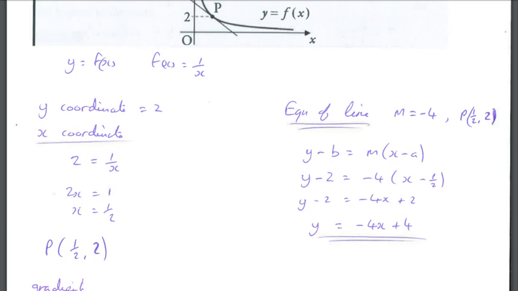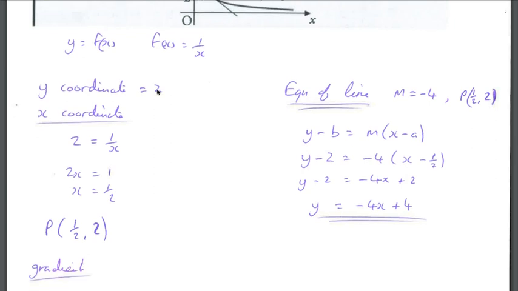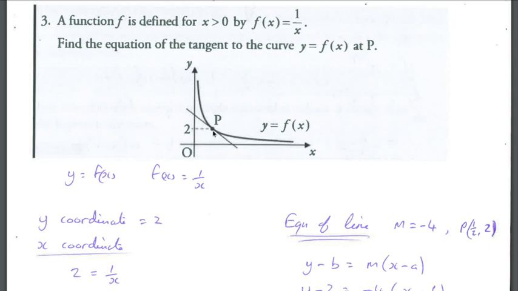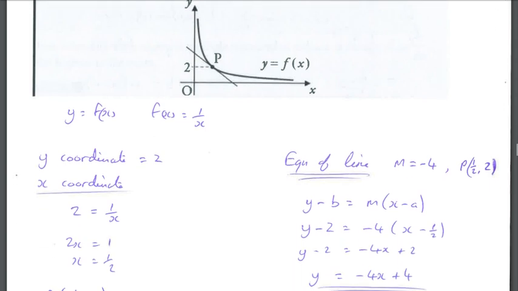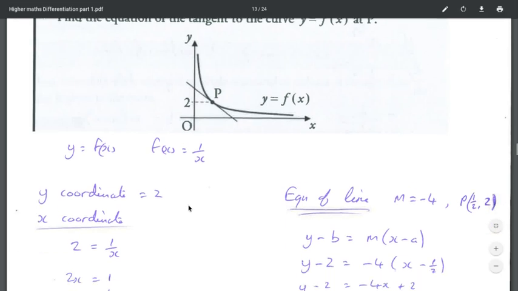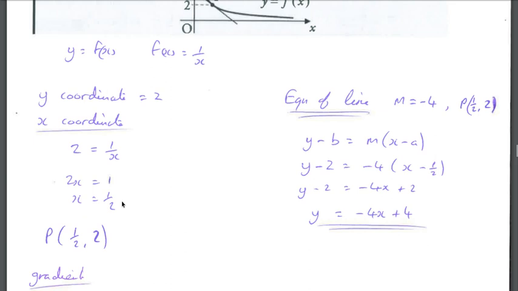So I'm going to multiply both sides of the equation by x, or if you like to think of it as cross multiply, I'm going to cross multiply the x up to here. I'm then going to divide both sides by 2, so I'm going to get x equals 1/2. Now remember, the y coordinate is 2, just found out the x coordinate is 1/2, so the point P is at (1/2, 2). What else do we need? We need the gradient. So remember, to find the gradient, we differentiate, substitute in the x coordinate, which we have just found out.